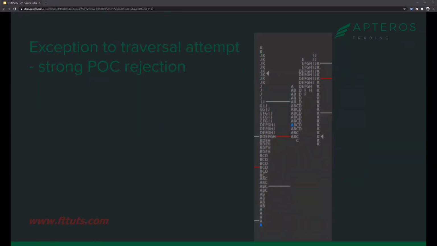Exception to the traversal. Strong POC rejection, right? This is a weird K period here. Just kind of forget that it's there, but it happens, whatever. But A period opens up, we test a little higher and we see, okay, we're not breaking out. We're coming back down, and multiple times we can't get through this point of control.